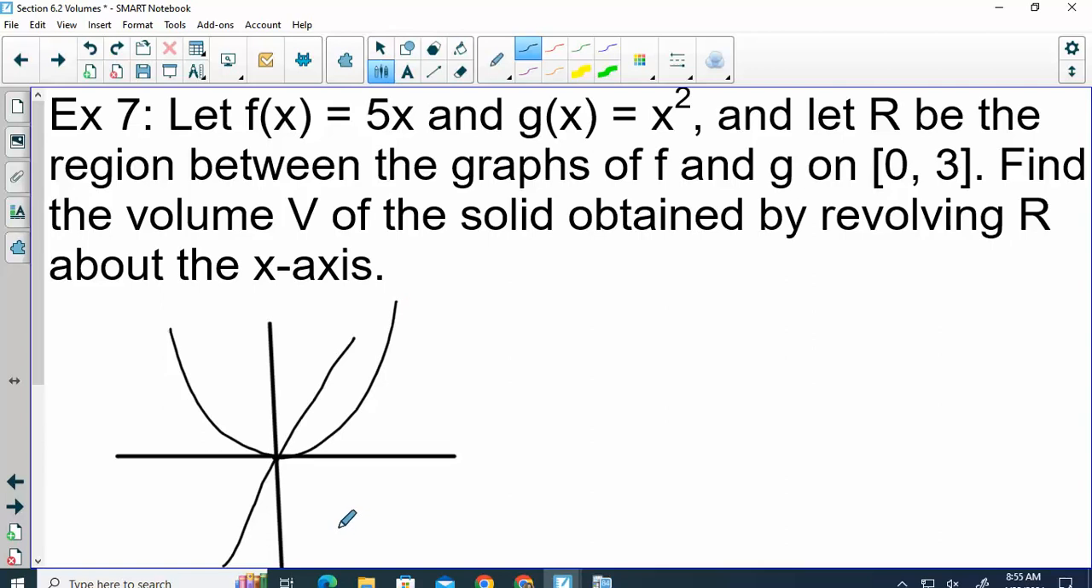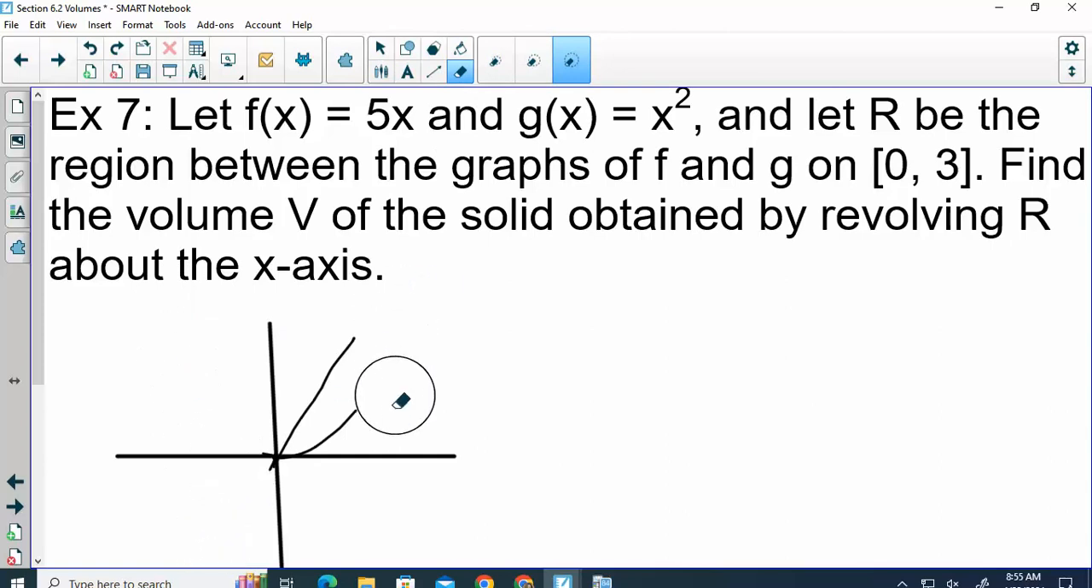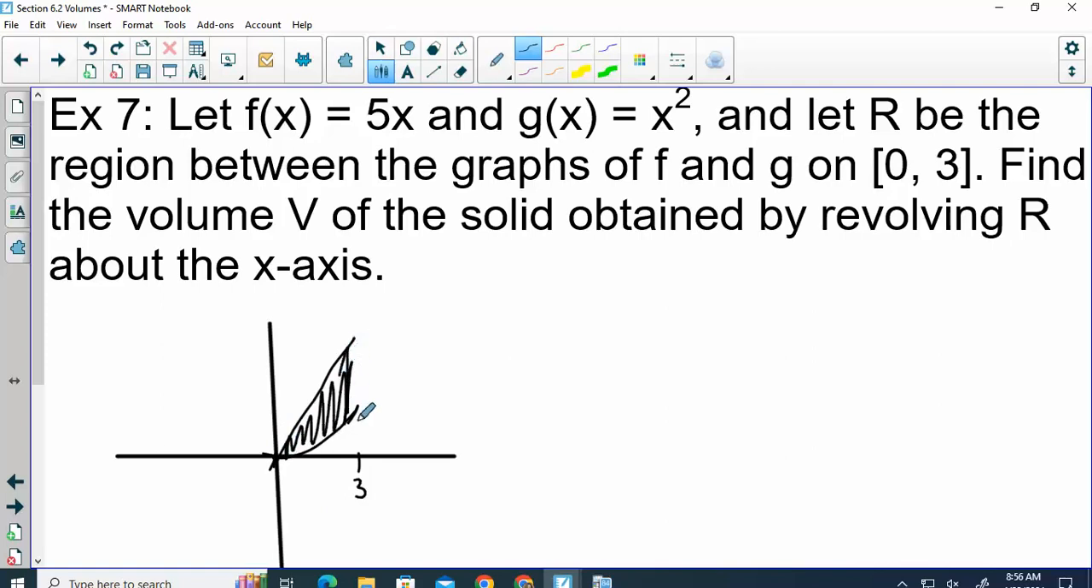All right. We want R to be the region between the graphs of f and g on the interval 0 to 3. So at 0, they're touching. At 3, are these things equal? 5 times 3 is 15. 3 squared is 9. So they're not equal there, but that's okay. That's just our stopping point. So I'm going to start at 0 and end this thing at 3. So my area is between those.